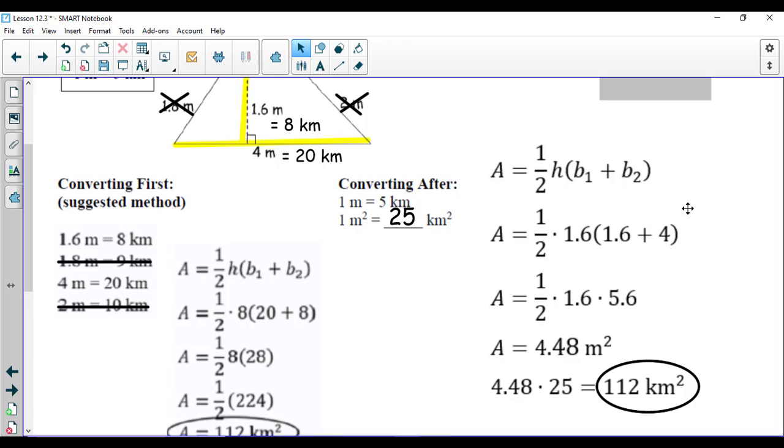I don't suggest this method on the right because students, one, don't usually convert meters squared into kilometers squared correctly. The other thing is they get to the end and say, oh, I'm done, I've got my answer 4.48, and they forget to multiply by something at the end. So I do suggest convert them first, get it out of the way, and then just plug and chug in your formula, and it makes your work just a little bit simpler.